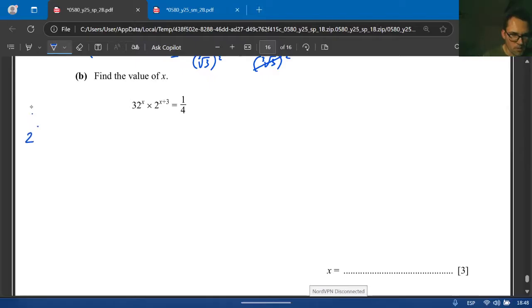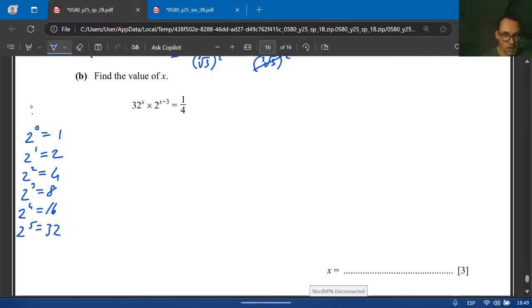2 to the power of 0, which is 1. There's 2 to the power of 1, which is 2. There's 2 squared, which is 4. There's 2 cubed, which is 8. There's 2 to the power of 4, which is 16. There's 2 to the power of 5, which is 32. Nice, right? So we can write this 32 as 2 to the power of 5, but that x is still going to hang around at the top.